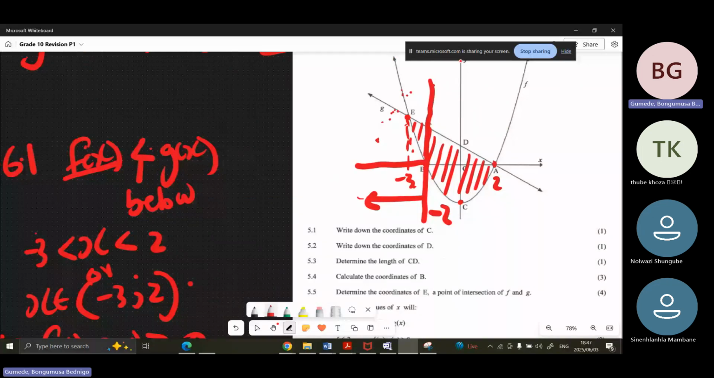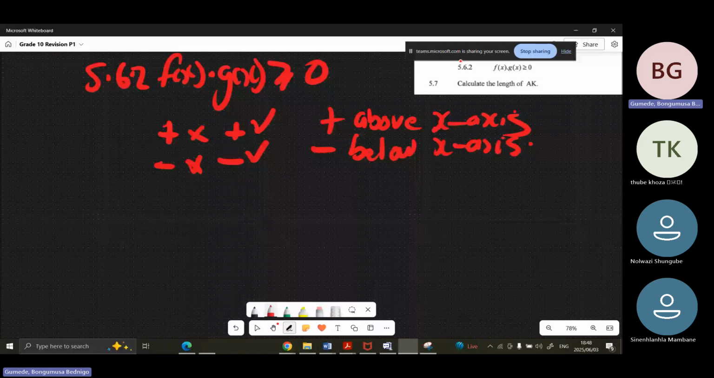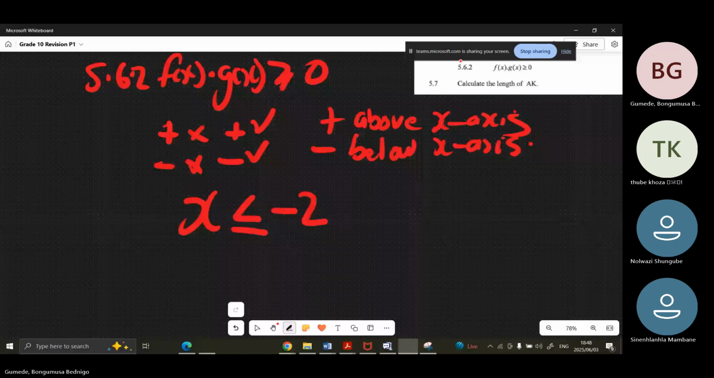So our answer here is x is less than or equal to -2. From -2, we are going to get 0 times something is going to be 0. But after, everything is going to be positive because both graphs are positive. Final question.